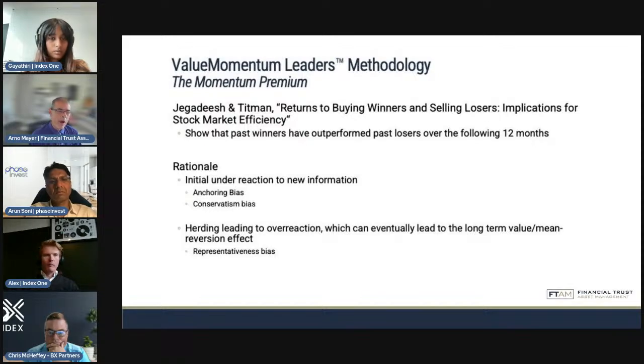So the momentum premium is actually very strong, but like all factors, whether we're talking value, growth, momentum, size, quality, they're all going to have different periods where they outperform and they underperform. And we have to be aware of that.